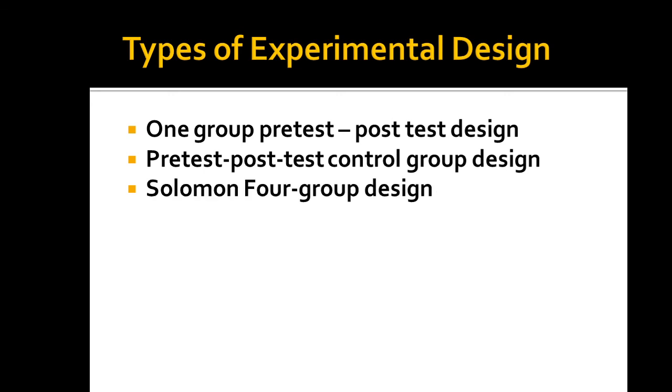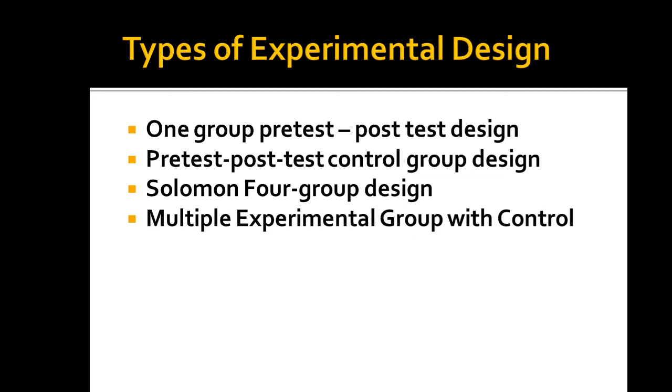And then the third design is called Solomon's four group design. You're splitting the respondents or subjects or patients into four groups. Let's say each group will have about 10 patients. So you have 40 patients divided into four groups. Why should we do that? So we will see that on Monday anyway. What is the purpose of the design? The next one is called multiple experimental group with control.